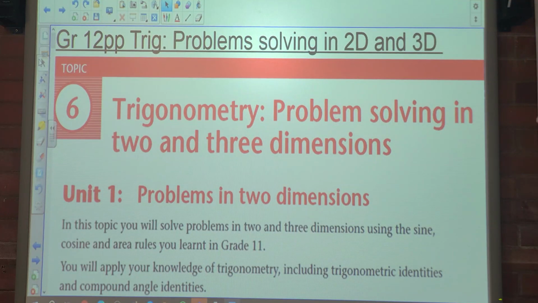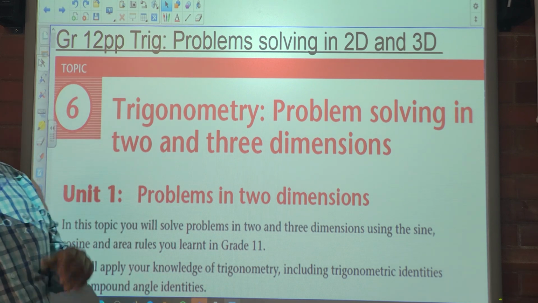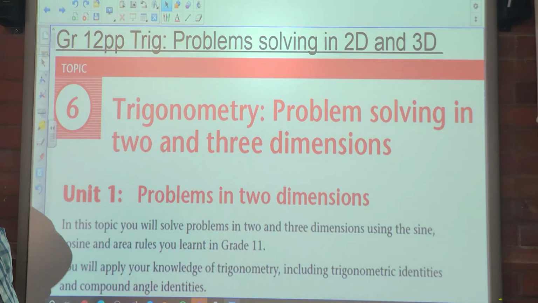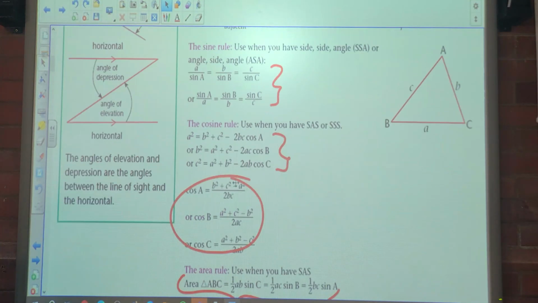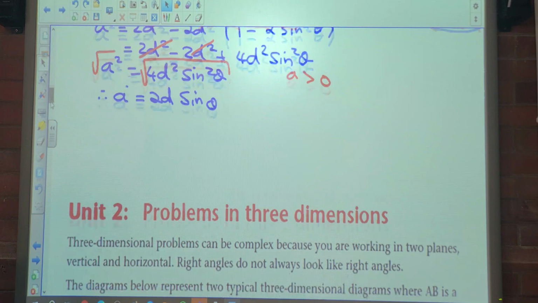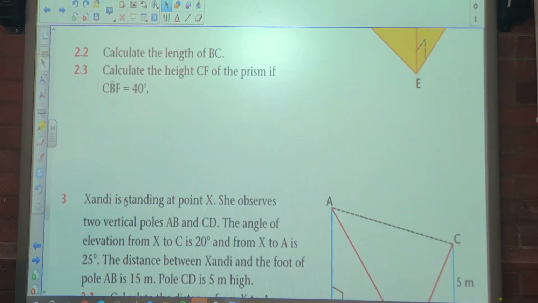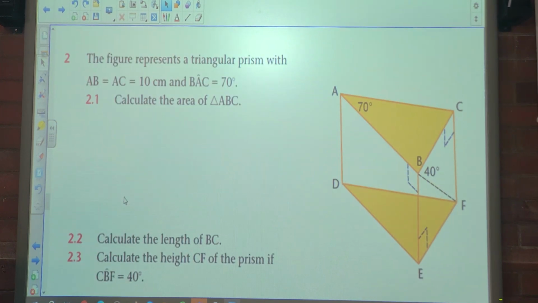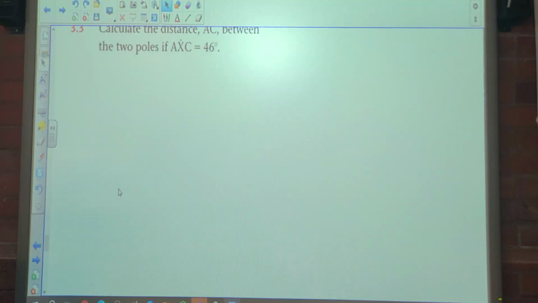Okay, good morning class. So today we're looking at 3 problems, 2 dimensions and 3 dimensions. At this point, we're looking at the examples for exercise 4. Did we do this already? Okay, let us finish.